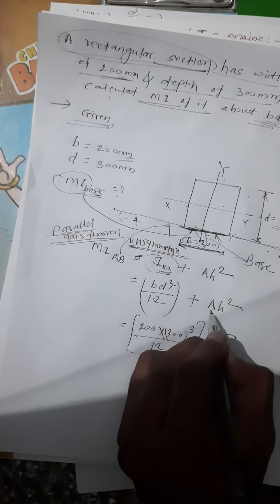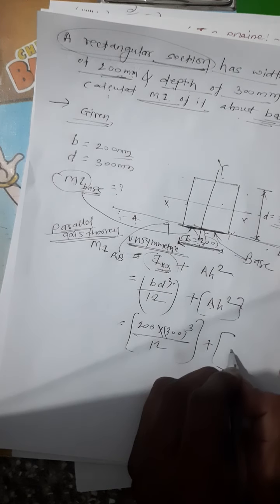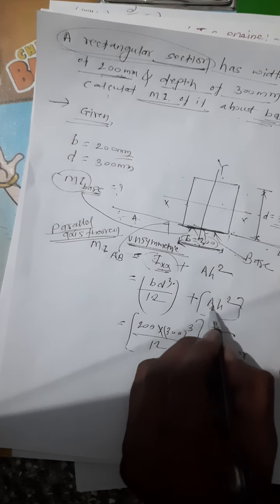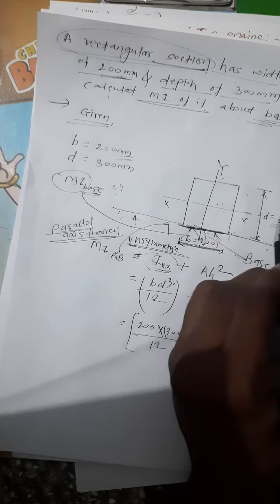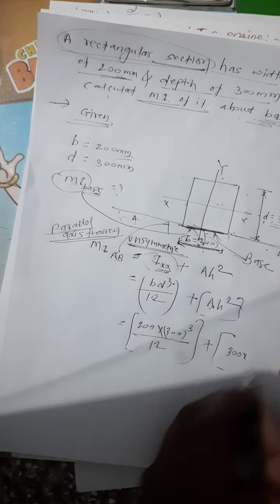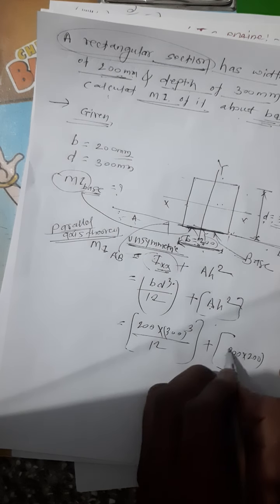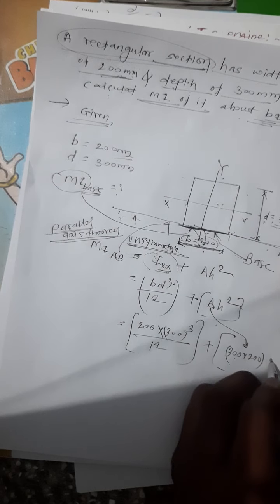Now next, what is the area? Area means depth into width, so 300 into 200. This is area into h square.